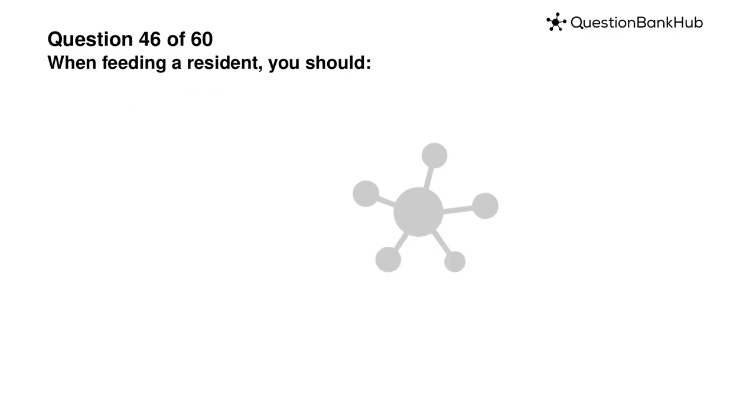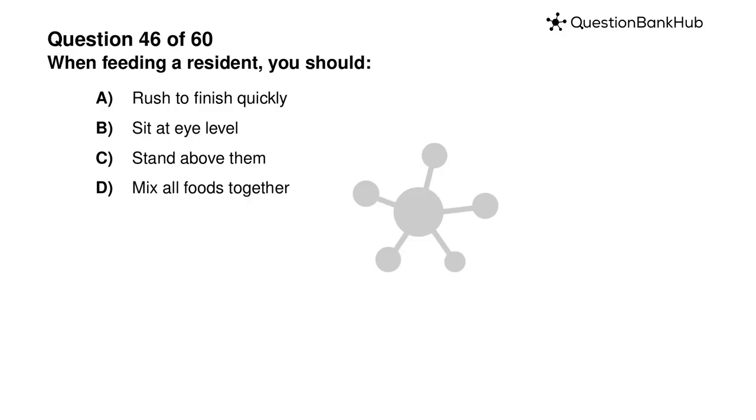Question 46. When feeding a resident, you should: A. Rush to finish quickly. B. Sit at eye level. C. Stand above them. D. Mix all foods together.